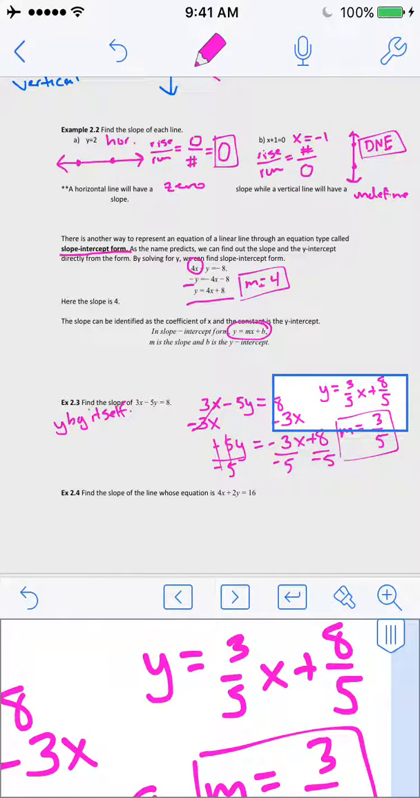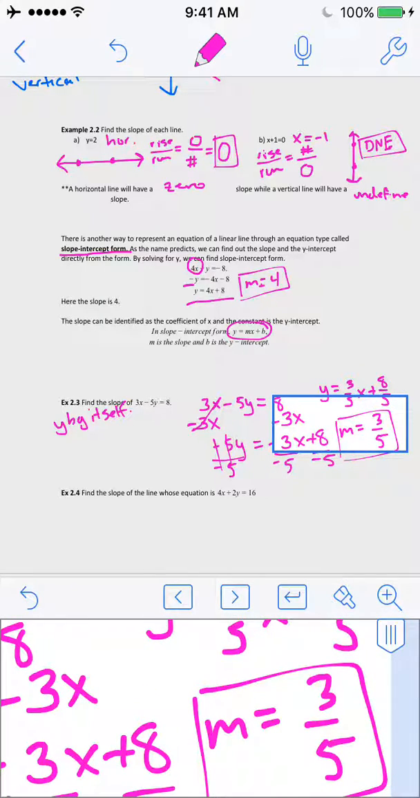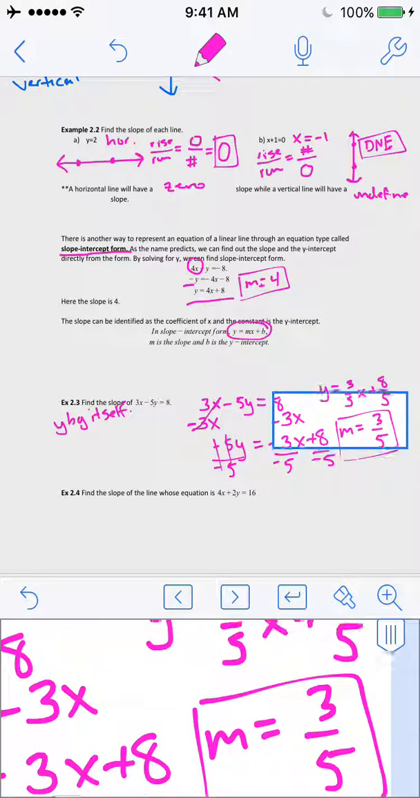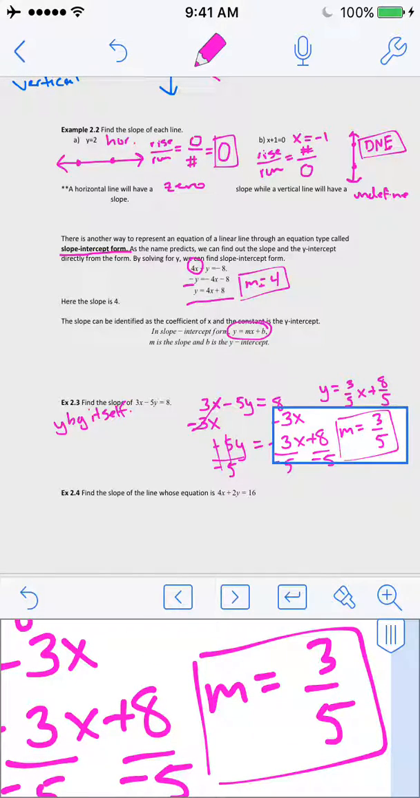As soon as we're in that form, we can pull that slope right out of there. There's no more slope formula, no more finding points. That's why we want to put it in this form, right? To save ourselves some time when finding those other slopes.